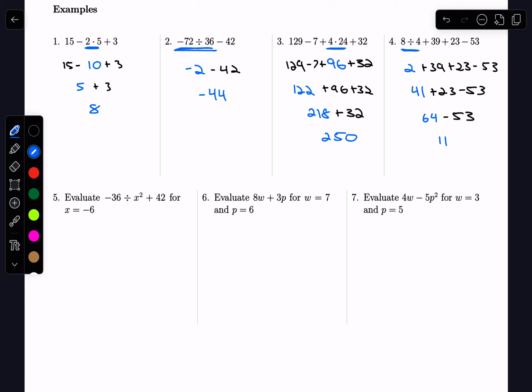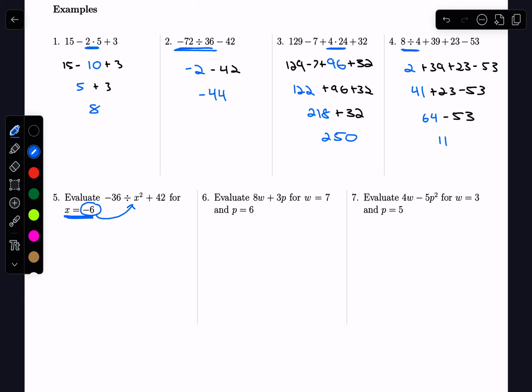All right, number 5, it says evaluate negative 36 divided by x squared plus 42 for x equals negative 6. So to evaluate an expression that has a variable in it, when we are given the value of that variable, means to substitute this variable in for x. So since x is negative 6 right here, I'm going to take that negative 6 and put it wherever I see an x in the expression.